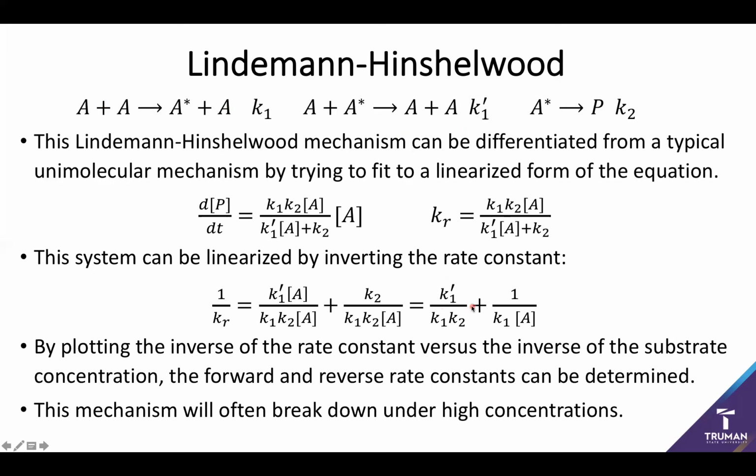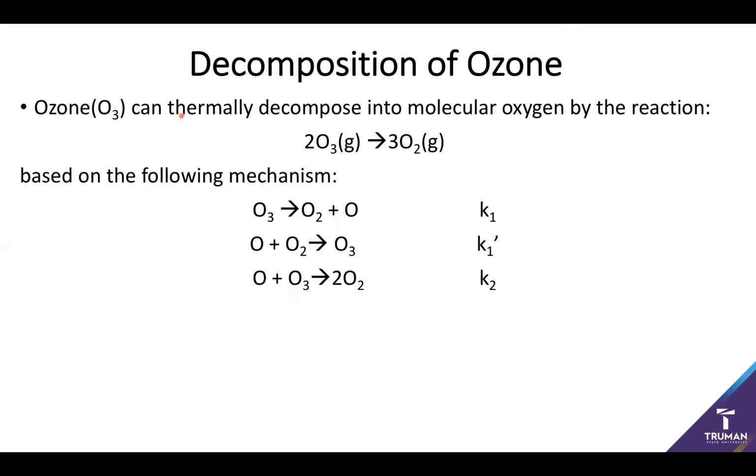But one of the things that is worth noting is this mechanism does start to often break down under high concentrations due to the uneven nature and high frequency of collisions of A with itself. However, there are also many other types of high energy intermediates. So one that often brings a lot of attention is the thermal decomposition of ozone.